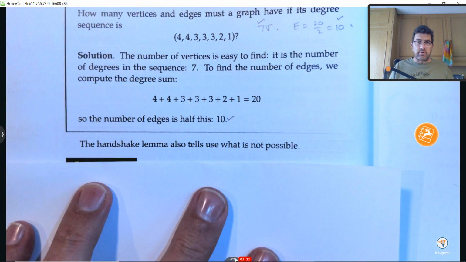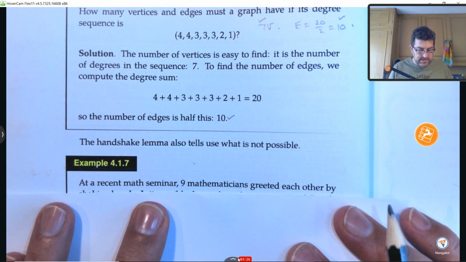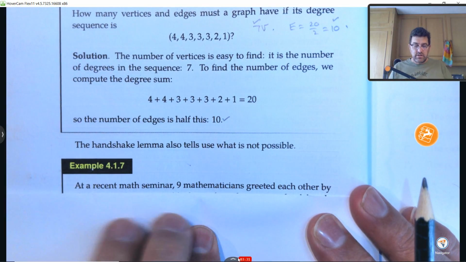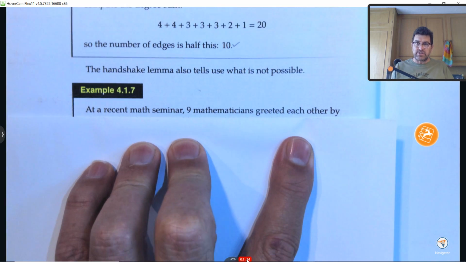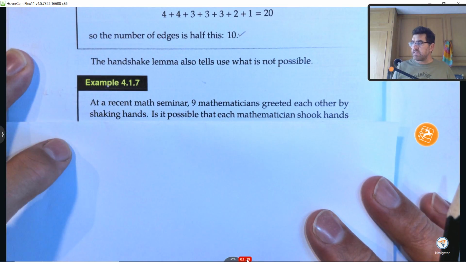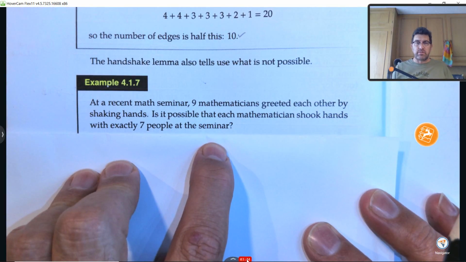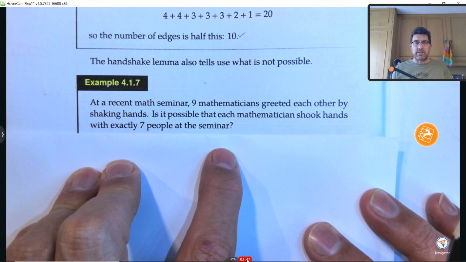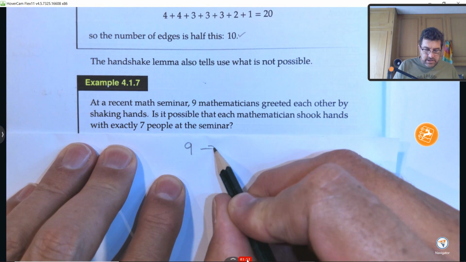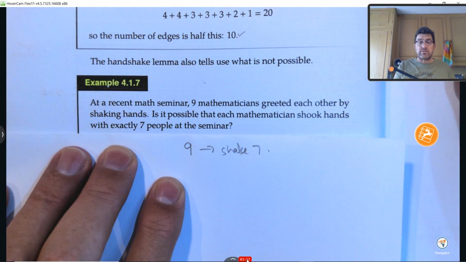Okay, let's look at the second problem. Now this is called the handshake lemma. He says, at a recent math seminar, 9 mathematicians greeted one another by shaking hands. Is it possible that each mathematician shook hands with exactly 7 people at this seminar of 9 mathematicians? So did every mathematician, there were 9 of them, shake 7 people's hands? That is the question that we need to answer.